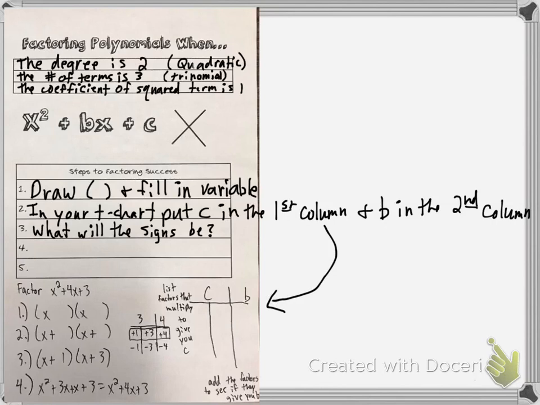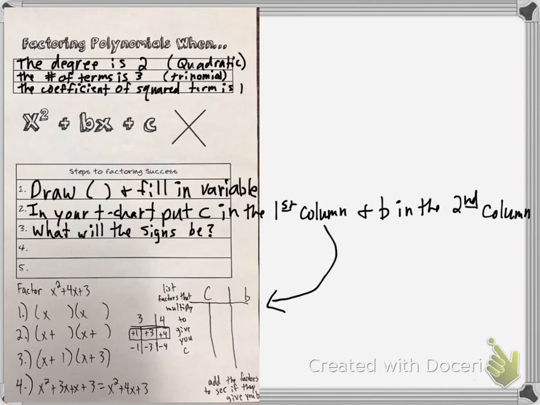Now, if the sign in front of my C was plus and my sign in front of B was minus, what are they both going to be? Negative. They're both going to be minus. If the sign in front of C is minus, they're going to be opposite. So one's plus, one minus. Everyone got that?